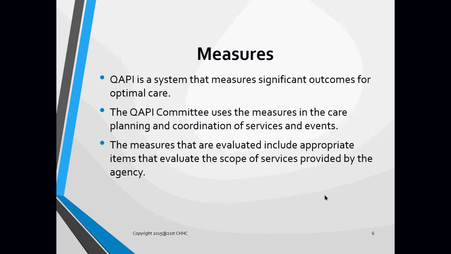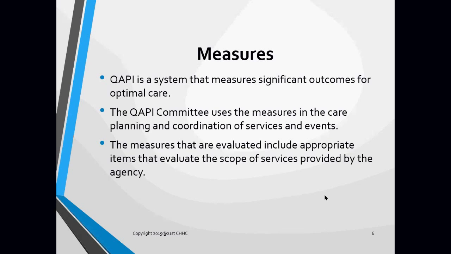The QAPI, again, is a system that's going to measure the outcomes to make sure that there's optimal care being provided and that the agency has minimal events that could put them, or put you, at risk of either a lawsuit or losing your license or having a bad survey.